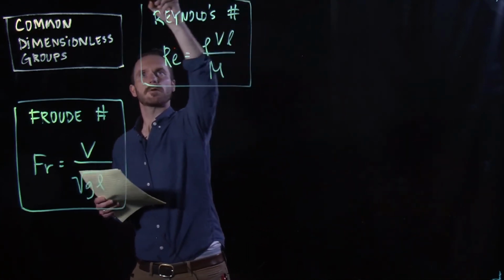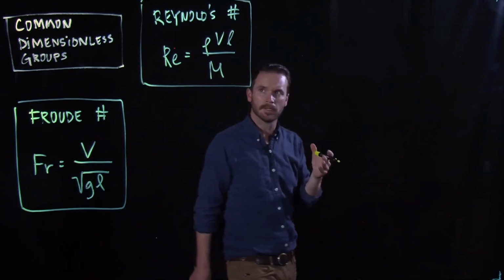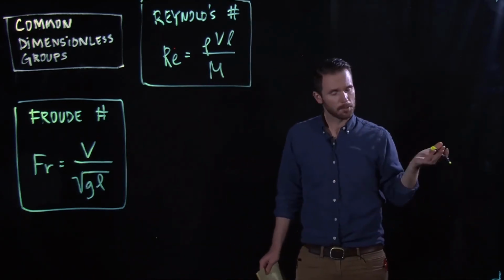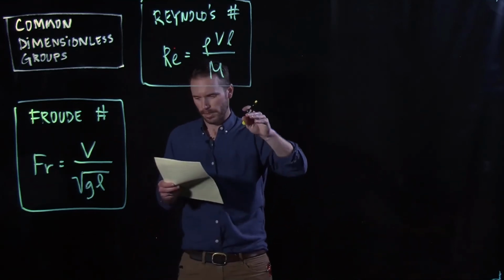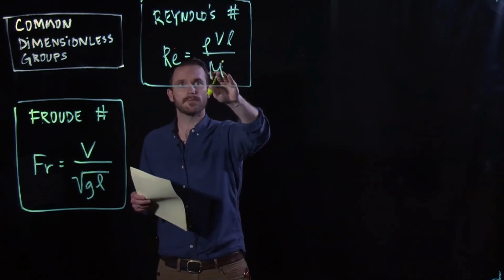The next one we want to talk about is the Reynolds number. Now, the Reynolds number is probably the most used dimensionless parameter that we're going to use in fluid mechanics, and it's a ratio of the inertial forces to the viscous forces, right?